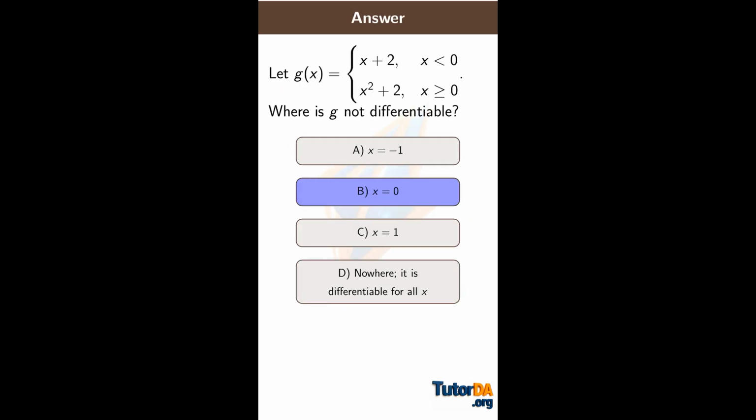Let g of x be defined piecewise: x plus 2 if x is less than 0, and x squared plus 2 if x is greater than or equal to 0. Where is g not differentiable? Hence, the correct option is B, that is x equals 0.